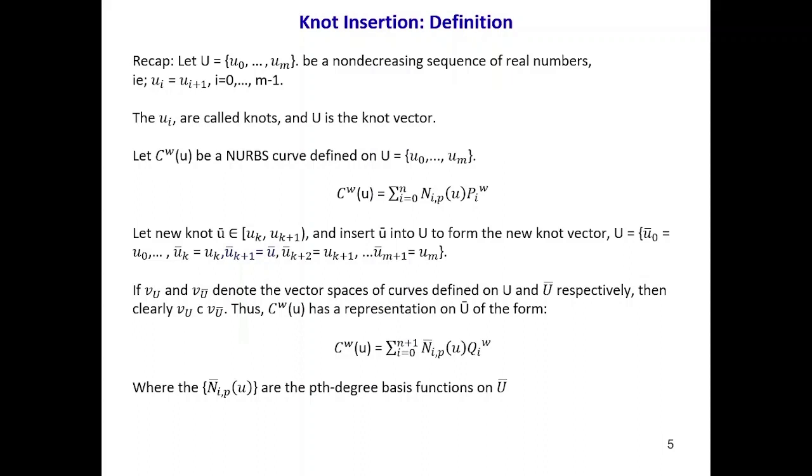Thus, C^w(u) can be represented on the new knot vector in this form: the summation from i = 0 to n+1 of N̄_{i,p}(u) Q_i^w. This is the new set of control points that we should determine for this curve after adding the new knot. Here N̄_{i,p}(u) are the pth degree basis functions for the new knot vector.